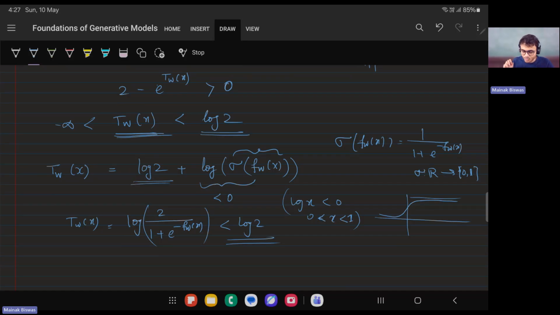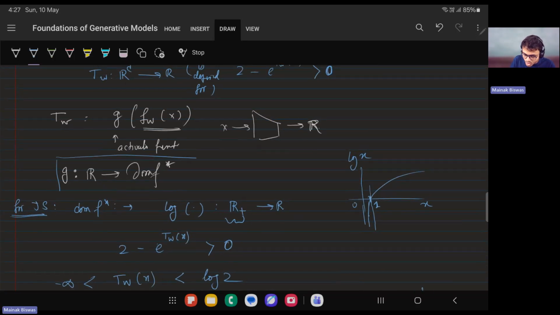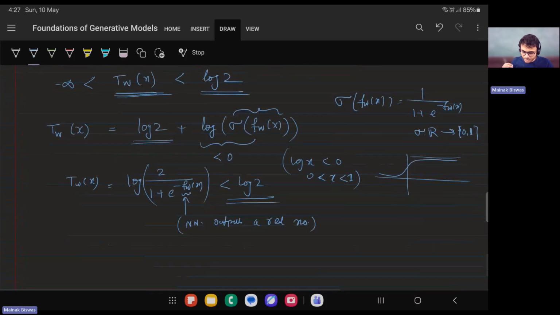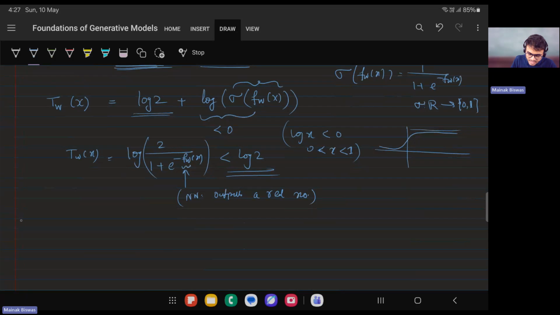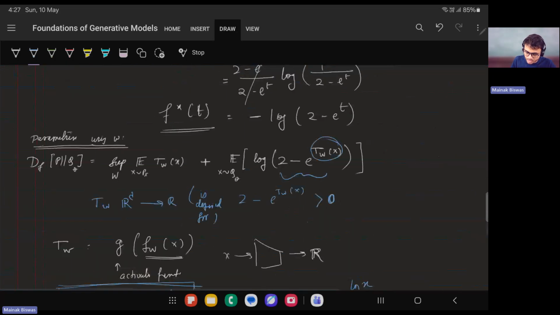Let us now try to find out, and I know it in terms of this neural network that outputs a real number. Always remember, after you get the conjugate function, you have to have an activation function so that your neural network outputs in the domain of the conjugate function, right? So let's now put the values back into the equation. So again, I will write down, let's just copy.